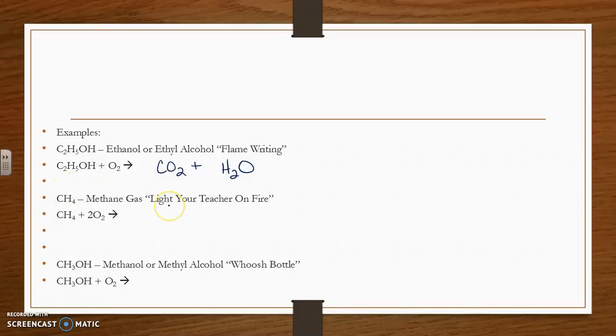Methane gas, the one that lights your teacher on fire. You guys try this every single time you have to light your Bunsen burners because you let the gas collect and then when you light it, it goes whoosh. Or you could say light your fellow classmates on fire or light your eyebrows on fire, right? Hydrocarbon, it's going to produce carbon dioxide and water. Look, it's the same thing every time.